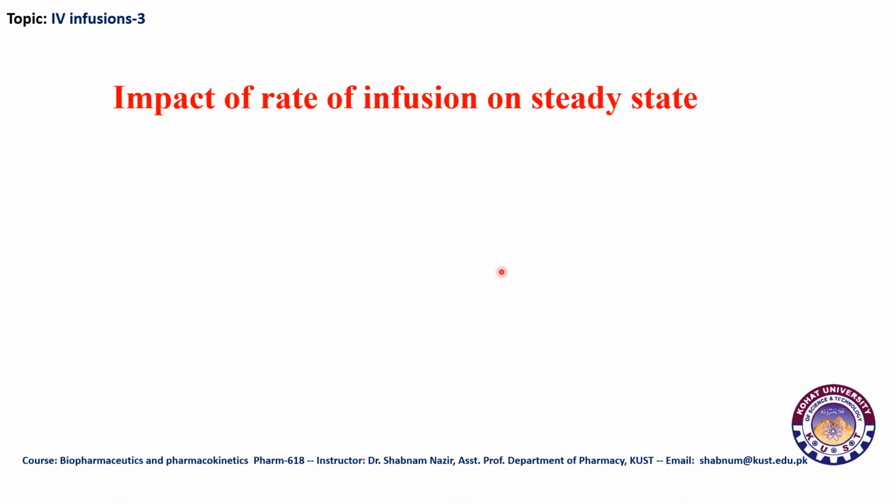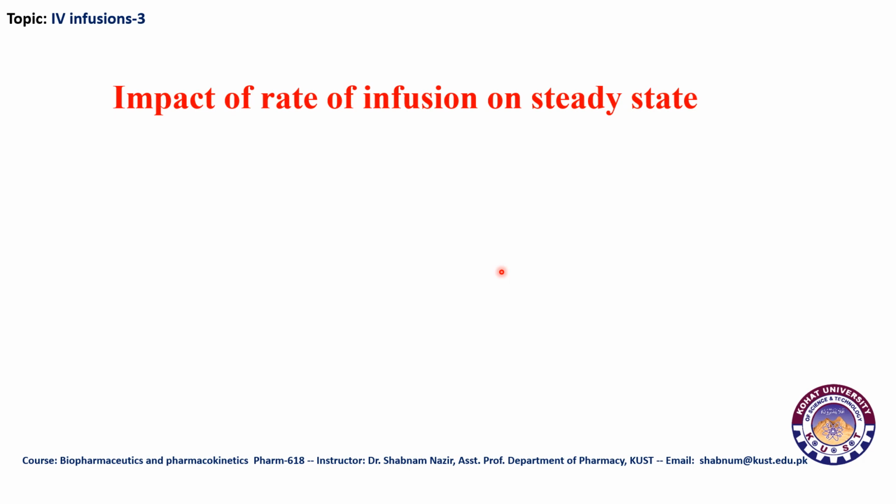So, impact of rate of infusion on steady state. Here is the tricky part that most of the time students get confused about. They think that if we increase the rate of infusion, it would take less time to reach the desired steady state concentration. But if anything happens after increasing the rate of infusion, it would be a rise in the concentration, and not a decrease in the time required to achieve the steady state.